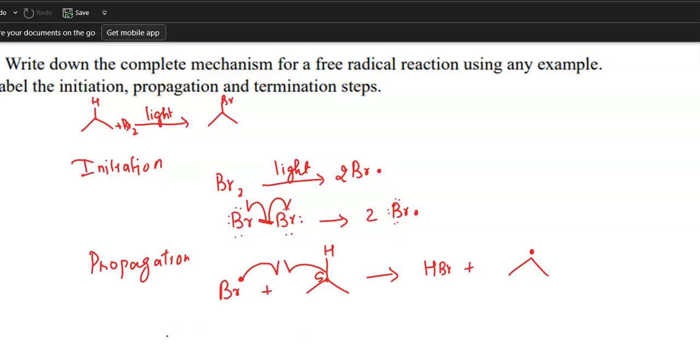Okay. And then finally in the termination, you can add more propagation steps if you want to, but I'm just showing one as an example. In termination, two free radicals combine. So in this case, I'm showing an example where this radical combines with another Br radical, right? So see, the way you will show bond formation is again through half arrows, and then you end up with the formation of a product, which is the one that's shown over at the top. So 3 steps. Only in free radicals you have 3 steps, not in polar reactions.